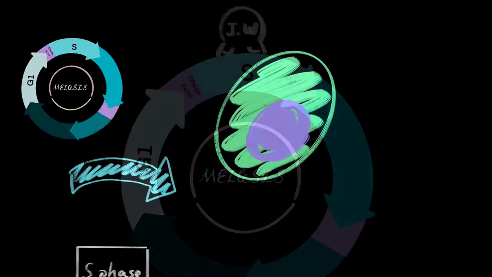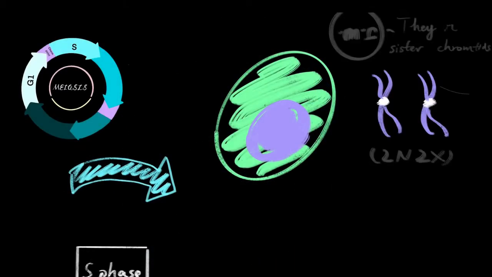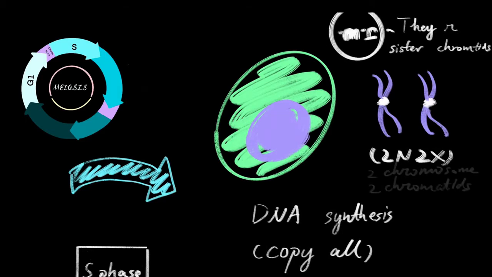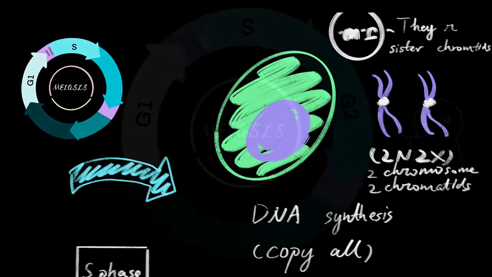After the G0 checkpoint is the synthesis phase, aka S phase. In this stage, you guessed it, stuff is synthesized. What that stuff is, is the cell's DNA. They do this by copying chromatids, creating sister chromatids per one chromosome, 2N, 2X.